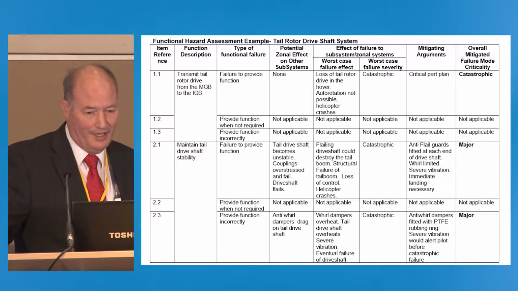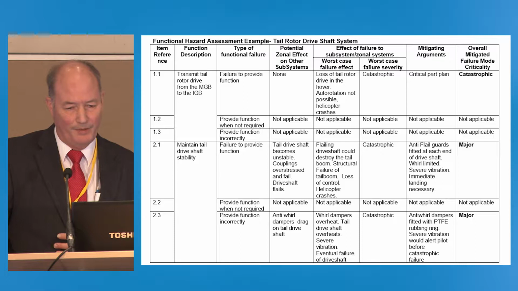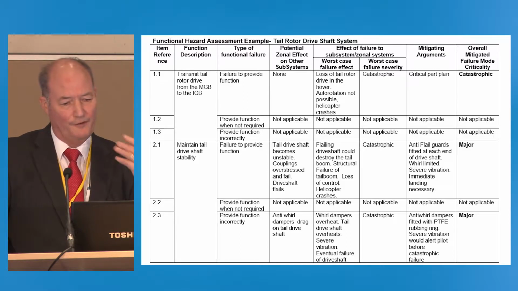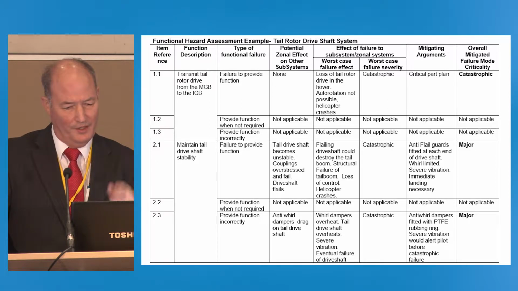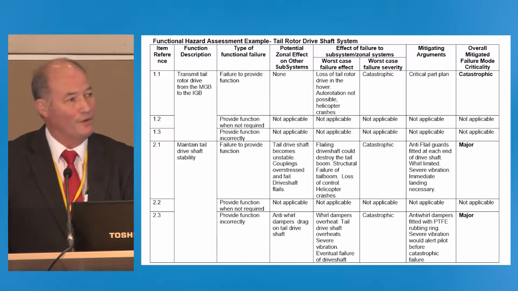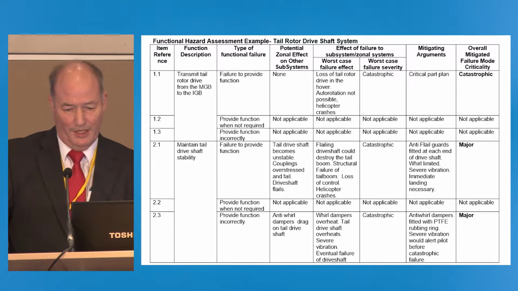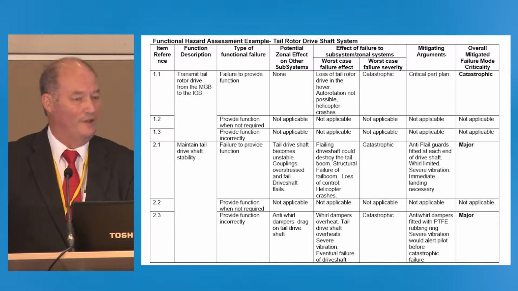I haven't got time to go through these, but just very quickly, I'll just click on the hyperlink. Oh, up it comes. And that's a functional hazard assessment. I say that sometimes the format can vary a little bit, but basically you're looking at the function, the potential effect on zonal systems, the worst case failure. You're always looking at the worst case. In this case, I'm saying it's catastrophic. And the mitigating arguments, pretty much none. It's all only the critical parts plan. And so the overall mitigated failure criticality here was catastrophic, in this case for a rotor drive shaft. That's an example there.